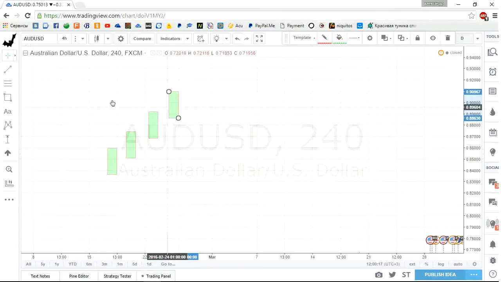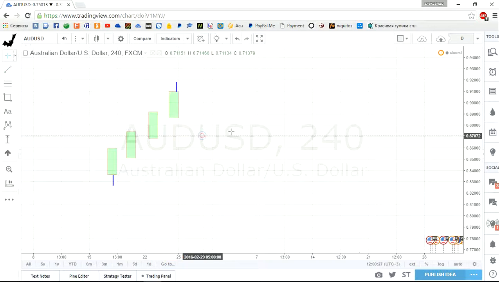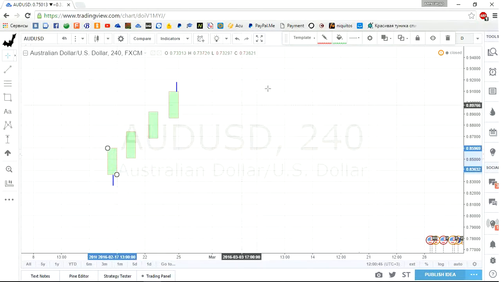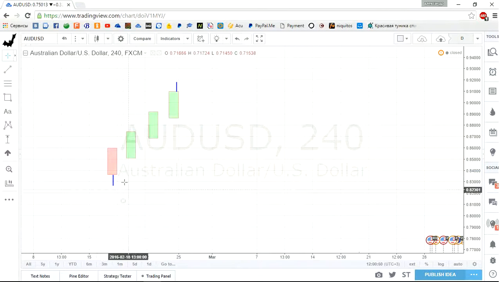So the structure of the swing says that the swing has a body and borders. So what is the border? The border is the space between the highest spike and the highest close for upside border, and it is also a space between the lowest low and lowest close for downside border. Let this candle be green. Not green, sorry, red. Okay, lowest close here, lowest border here.